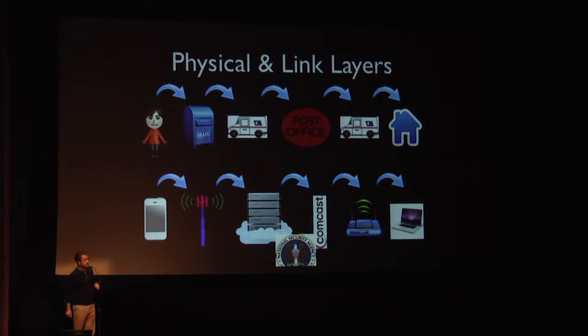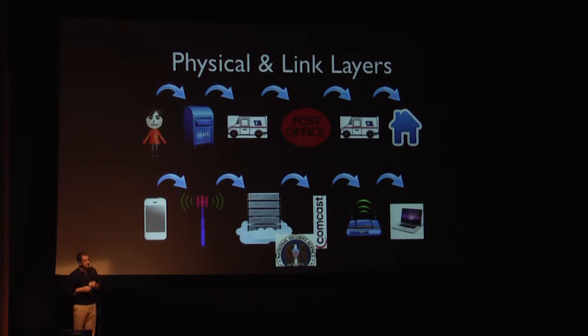So let's use the USPS as a metaphor to explain how data physically moves from point A to point B. When you send a letter, you're using all these different transportation mechanisms. You drop it in a post box, then it goes to a truck, then to a conveyor belt in the post office, then back to a truck, and then to your final recipient.